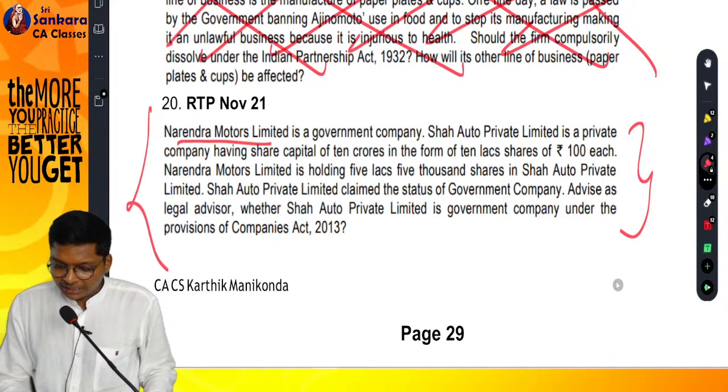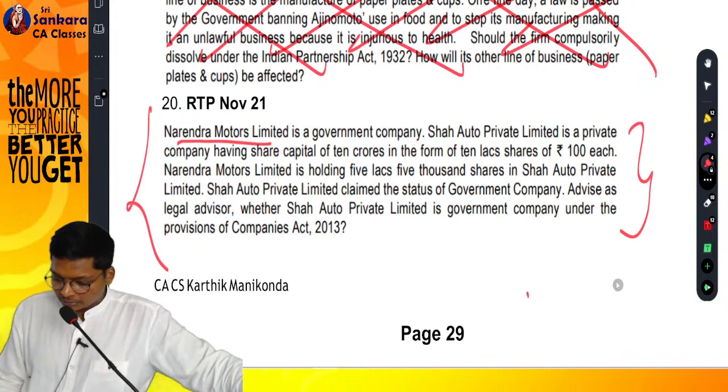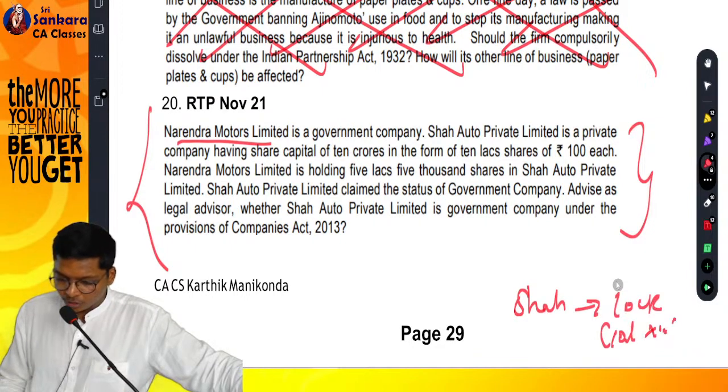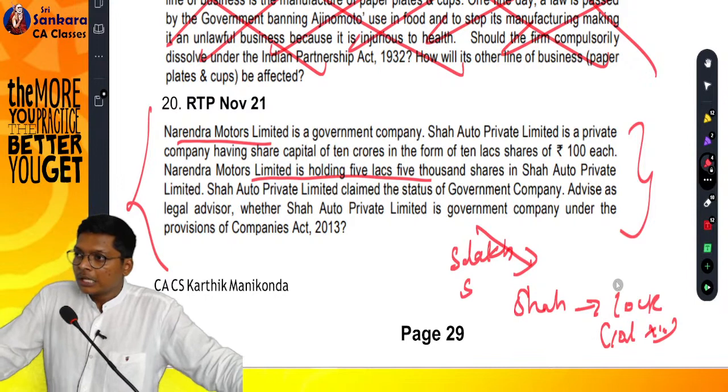Look at, let's draw a chart. Narendra Motors is a government company. Shah Auto Private Limited is a private company having 10 crore shares, 10 lakhs into 10. Narendra Motors is having how much? 5 lakh 5,000. That means more than 50.